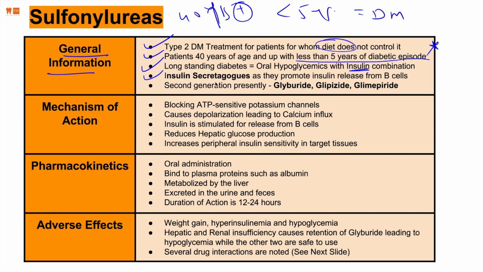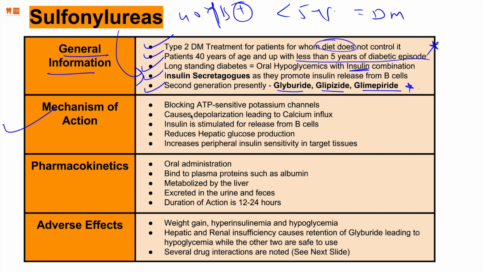Now, insulin secretagogues are those that promote insulin release from beta cells, and that's what sulfonylurea is. It's an insulin secretagogue. Second generation, presently, it is glyburide, glipizide, and glimepiride. These are the drugs we want to remember in sulfonylureas.